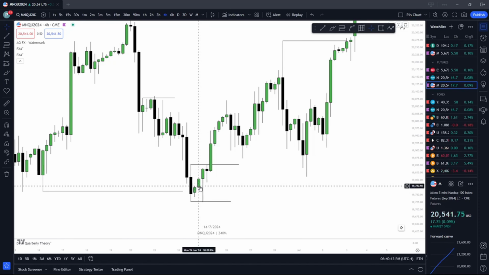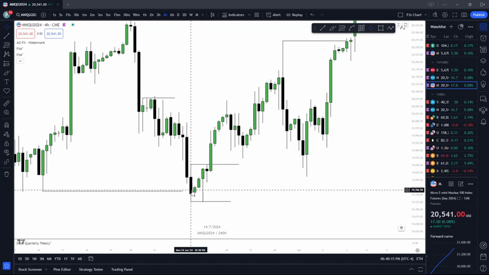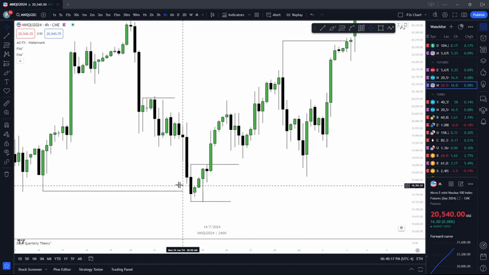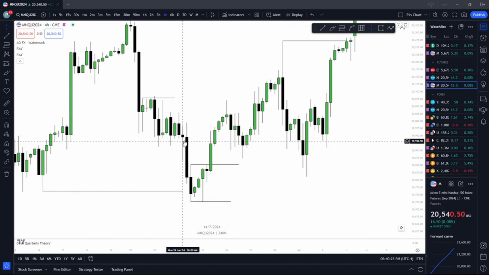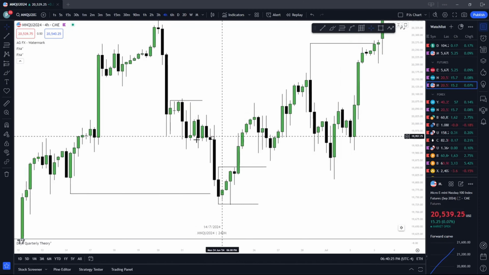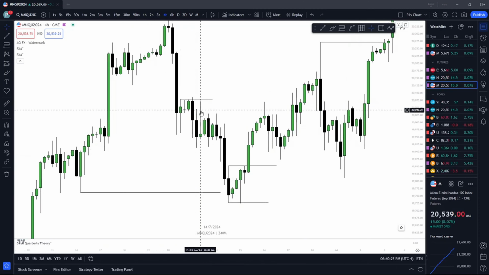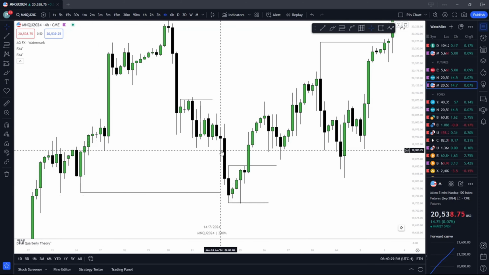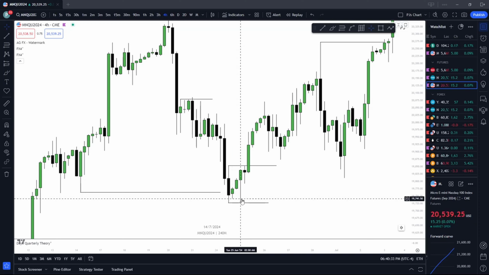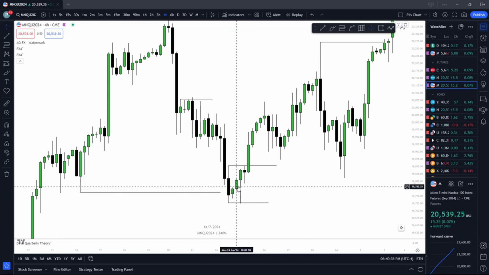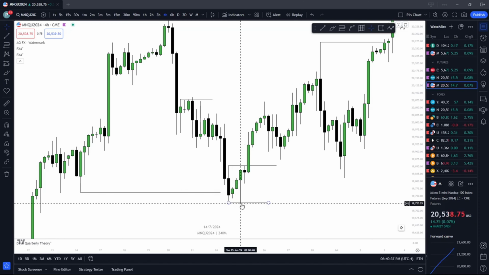Like on Mondays, like this Monday, we just expanded lower and then created the SMT. If you're not super sure that we're going to keep expanding, coming from next week into this low, you can just maybe sit out a day and just watch it. But right after we form that, and then you wake up or whatever time you trade into the London, and you see that SMT there, and then we close back within the range.